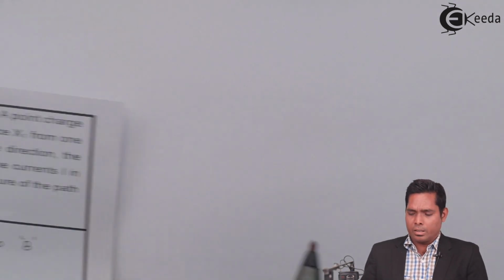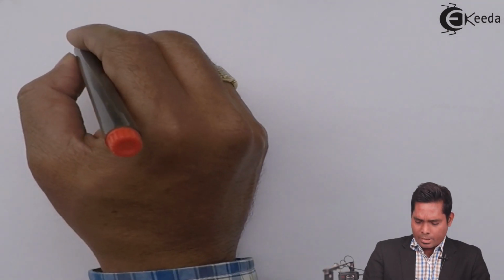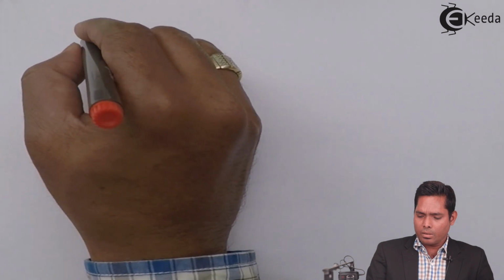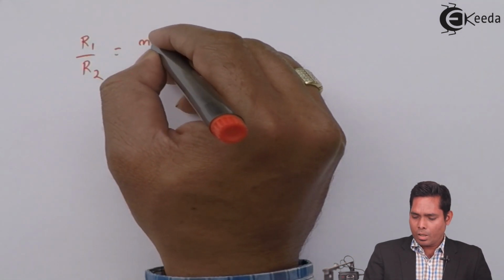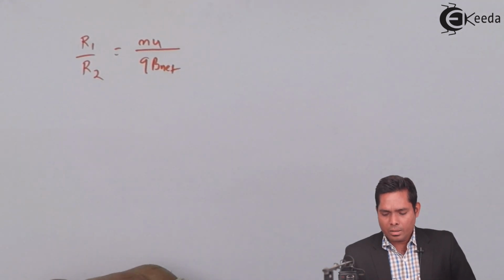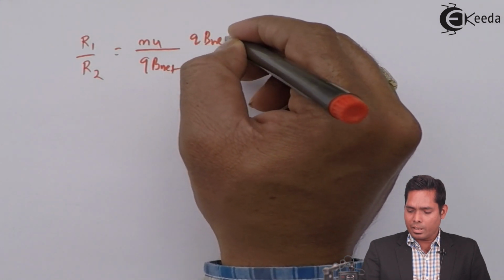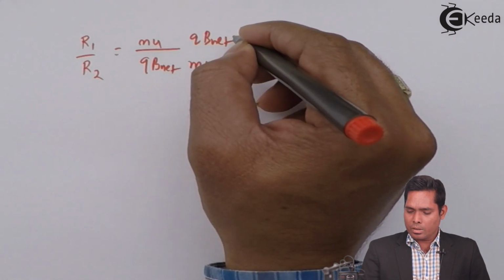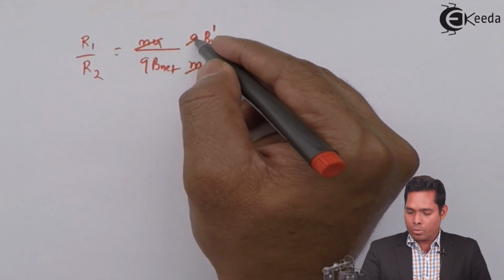If I divide that R1, because we are concerned with R1 upon R2, from that expression I will get mu upon Q B net in the first case, divided by mu upon Q B net in the second case. This is case 1, this is case 2, so I write prime. So this mu and Q will cancel out.